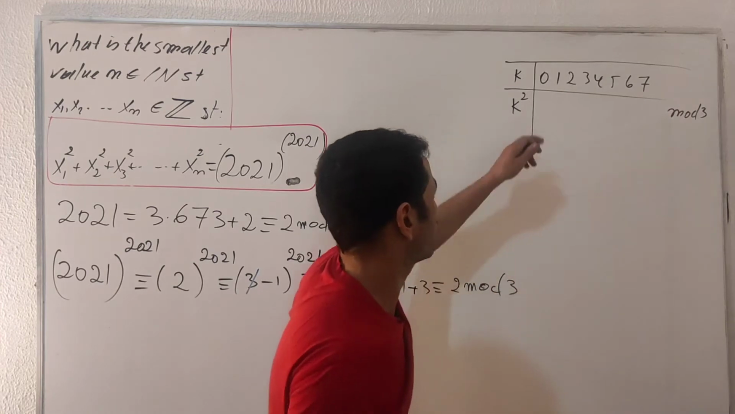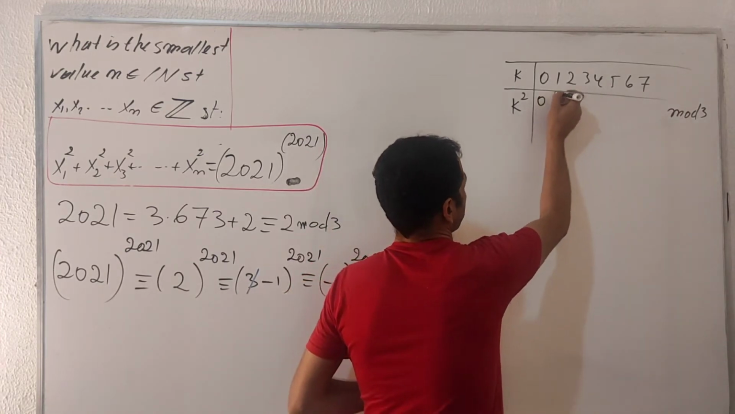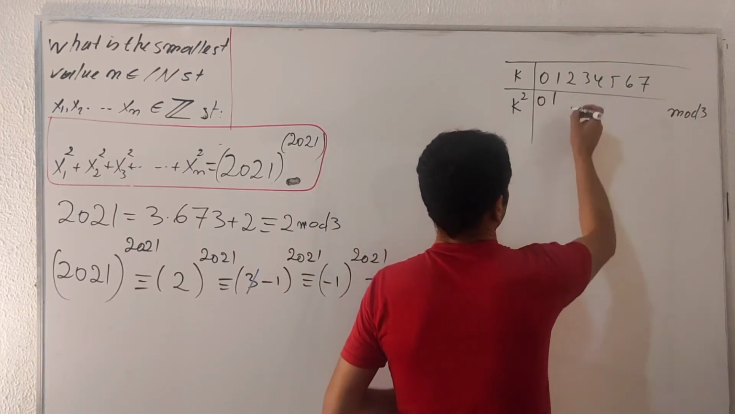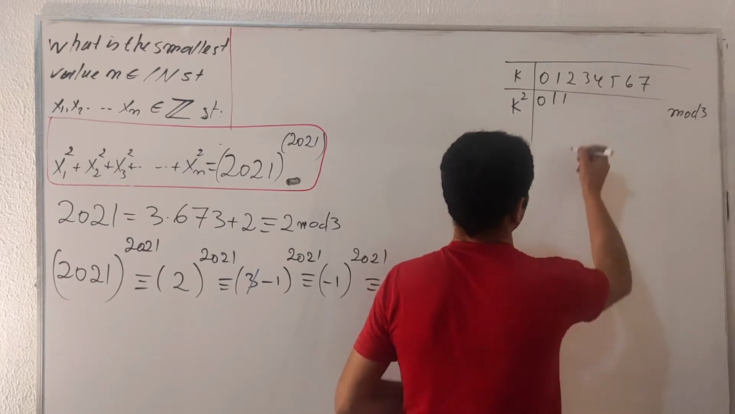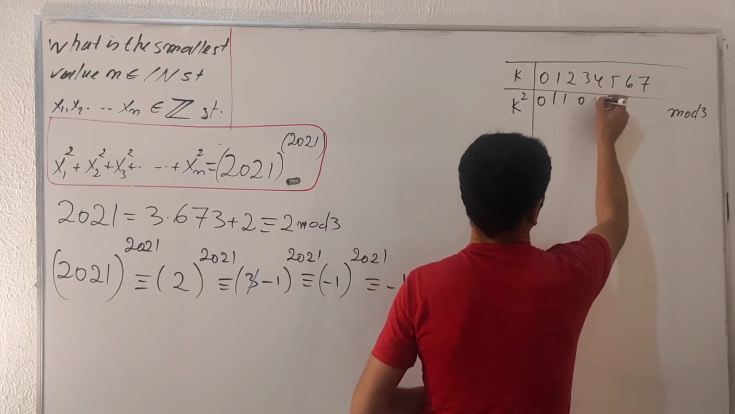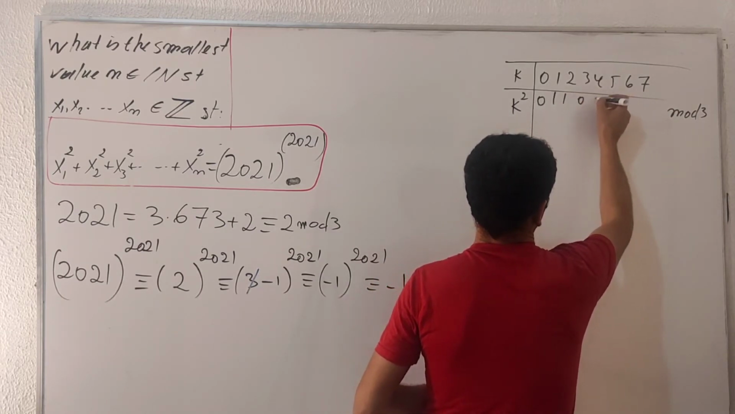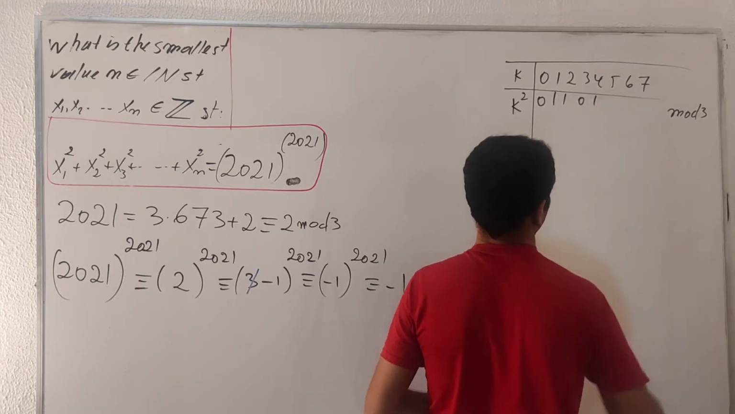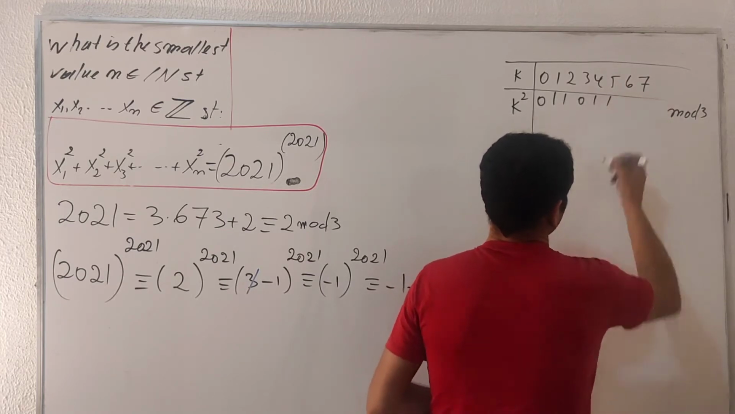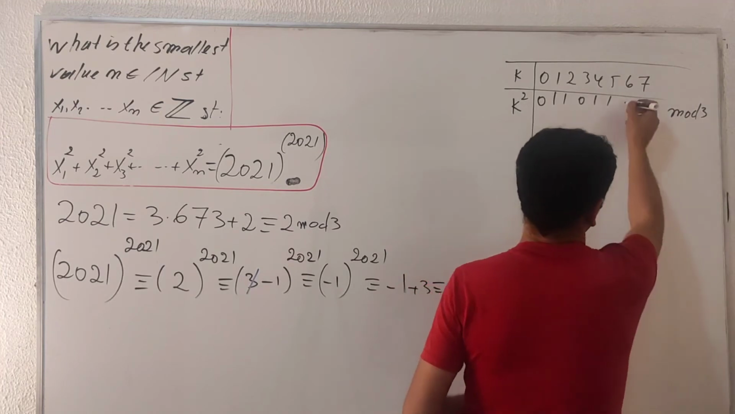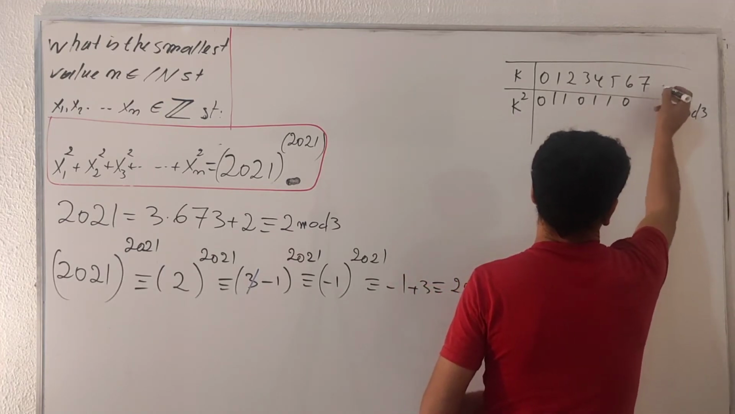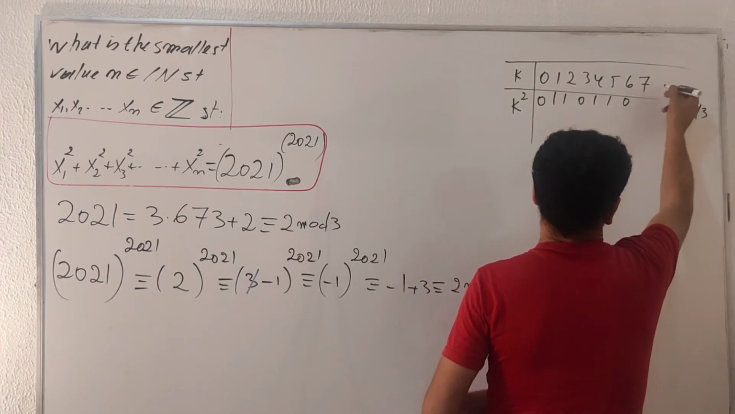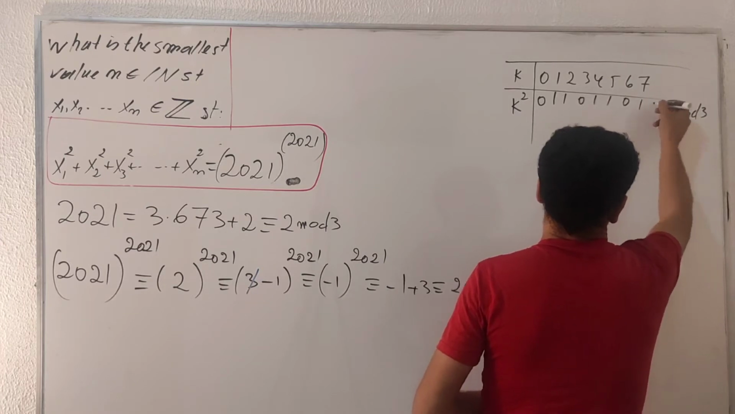Let's take this one. I get 0 as a remainder. Number 1. Number 2 squared, which is 4. 4 will be number 1 more than 3. 3 is 0. 4 squared is 16, which is 1 more than 15, which is 1. 5 squared is 25. 25 is 1 more than 24, which is 1. 6 squared, which is 36, will be 0 as a remainder. 7 squared is 49. 49 is 1 more than 48, which is 1, and so on and so forth.